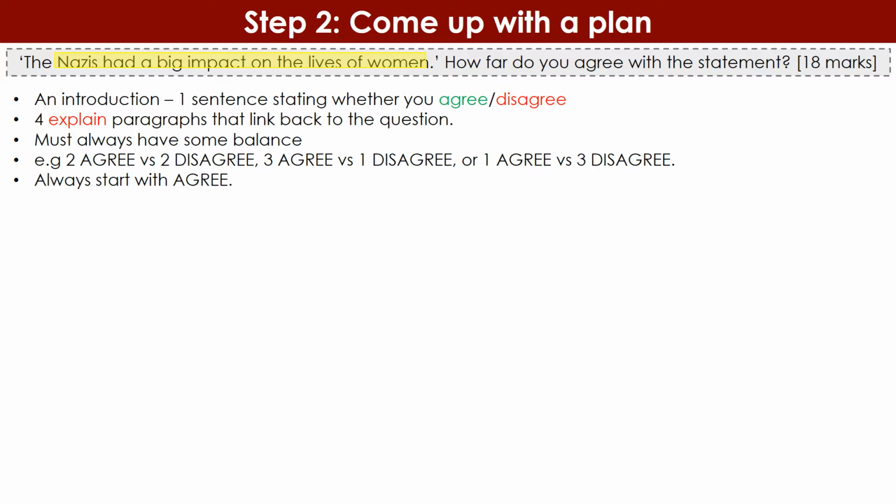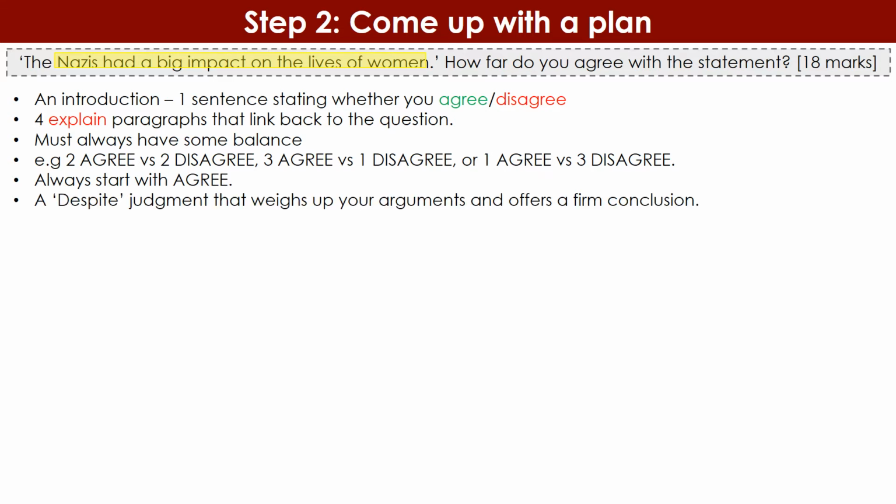Now, to help you with this balance, I find it's always best to start off with agreeing with the statement. The statement has given you something to talk about. Why not talk about that to begin with? They've said that the Nazis had a big impact on the lives of women. Start off by analysing an example that could support that, to explain why some people might have that judgment.